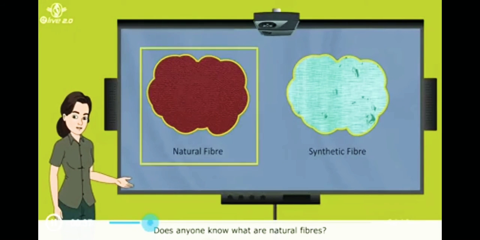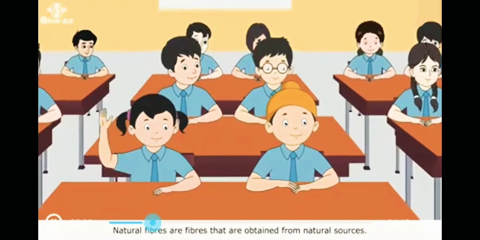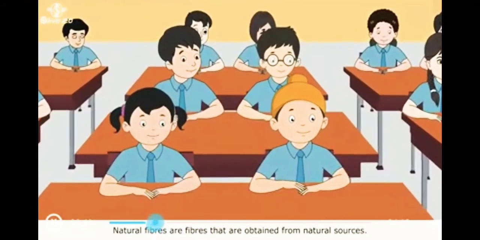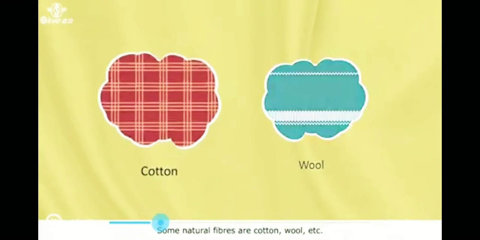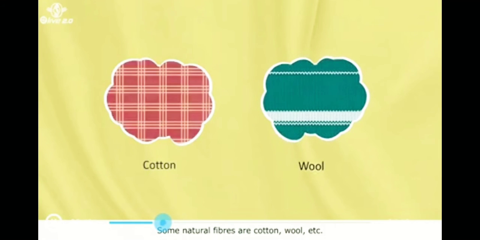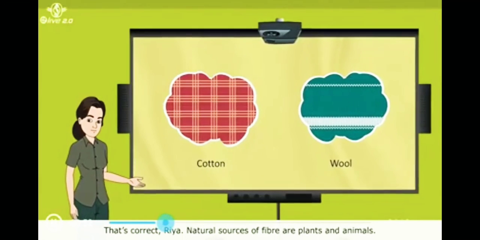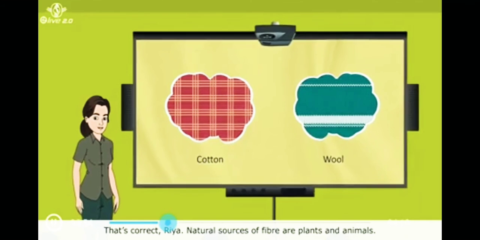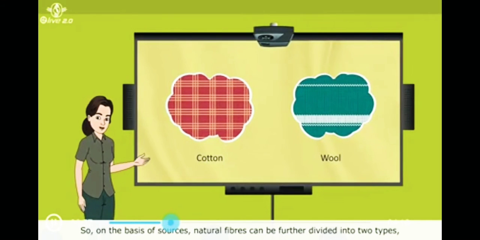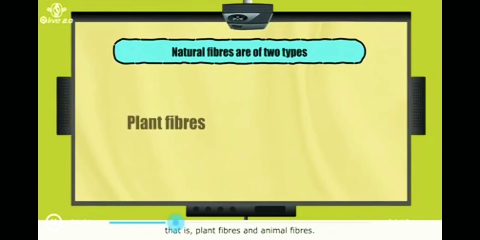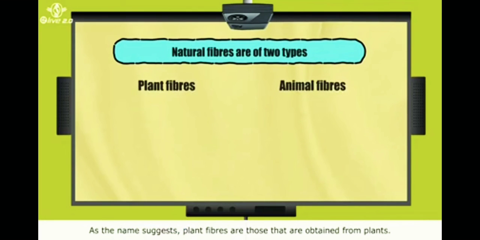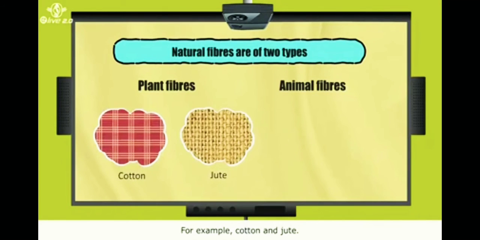Does anyone know what are natural fibers? Natural fibers are fibers that are obtained from natural sources. Some natural fibers are cotton, wool, etc. That's correct, Ria. Natural sources of fiber are plants and animals. So, on the basis of sources, natural fibers can be further divided into two types, that is, plant fibers and animal fibers. As the name suggests, plant fibers are those that are obtained from plants. For example, cotton and jute.